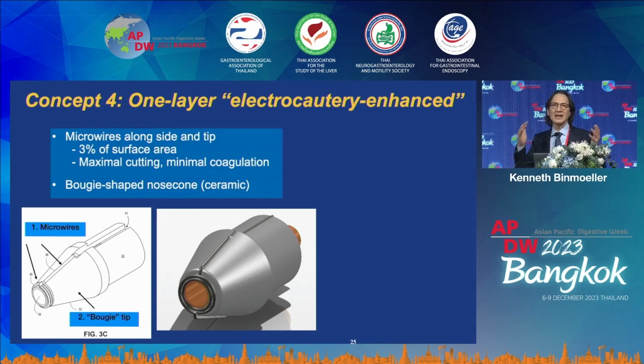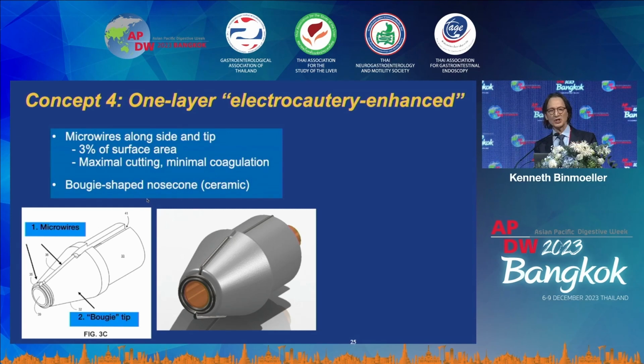So finally, we realized we had to use cautery, but we wanted to modify the cautery because we knew that the cystotomes did not work. We had to modify the concept of cautery. So we came up with the concept of electrocautery-enhanced. And what enhanced means is we have these micro wires that run along the tip. So we don't have a ring around the circumference. We have these micro wires, and they consume only 3% of the total surface area. We get a maximum cutting effect and a minimal coagulation effect. So really this acts like a surgeon's scalpel.